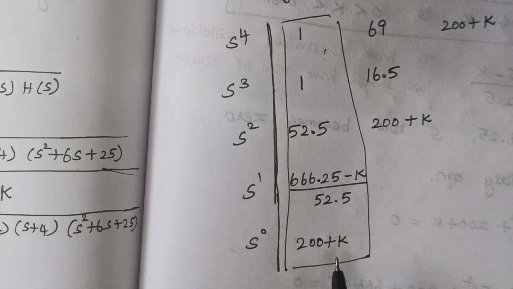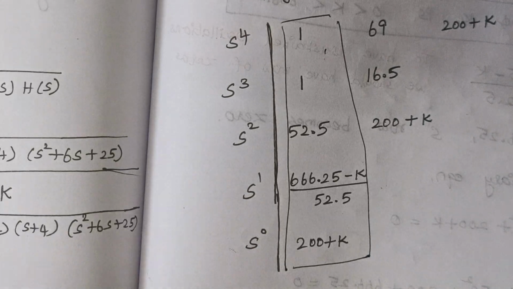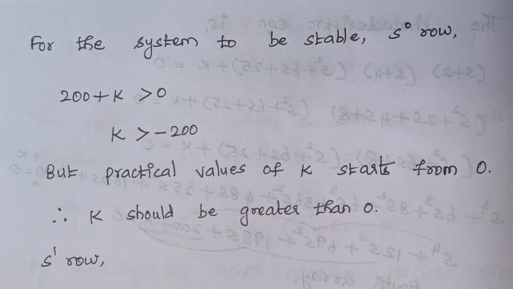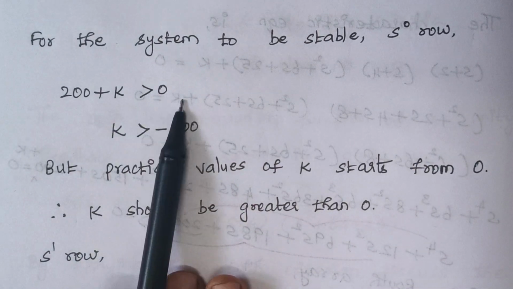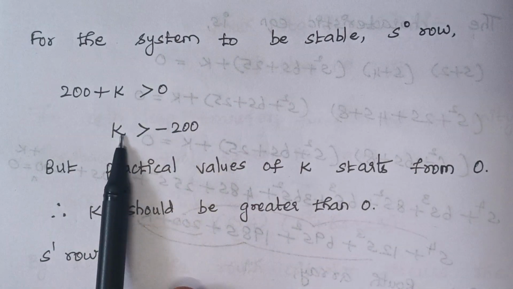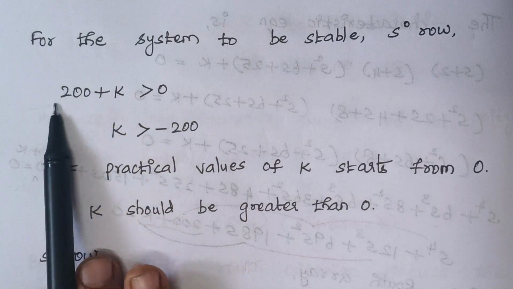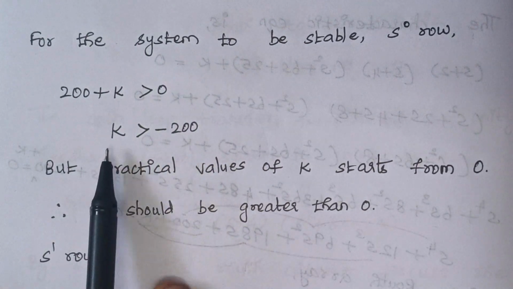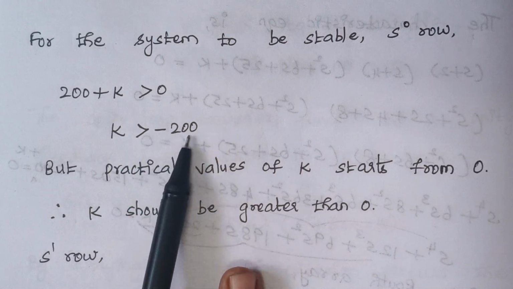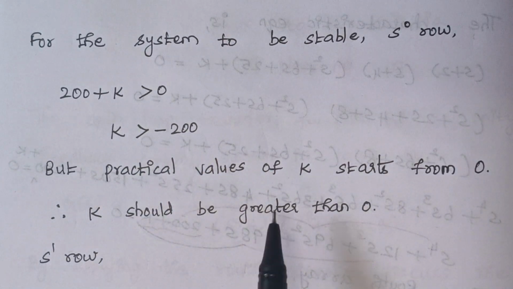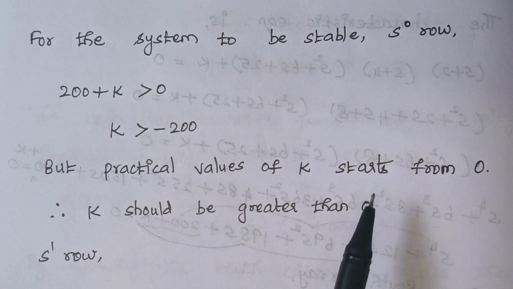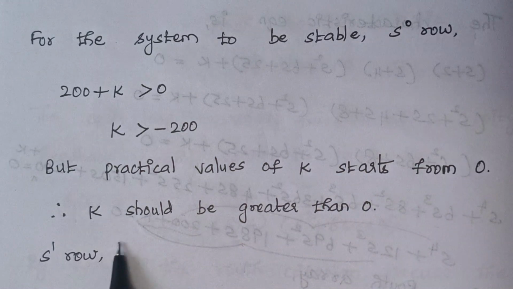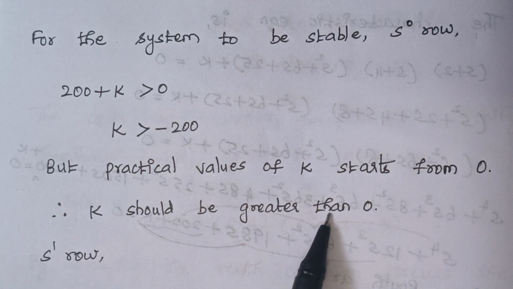So for that, initially we are considering this 200 plus k. This 200 plus k should be greater than 0, right? Therefore, k should be greater than, when you move this plus 200 to the right hand side, that becomes minus 200. So the value of k should be greater than minus 200, but the practical values of k start from 0. So we are considering the value of k should be greater than 0, right?